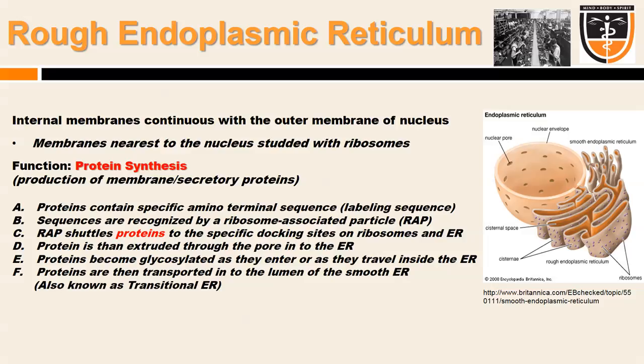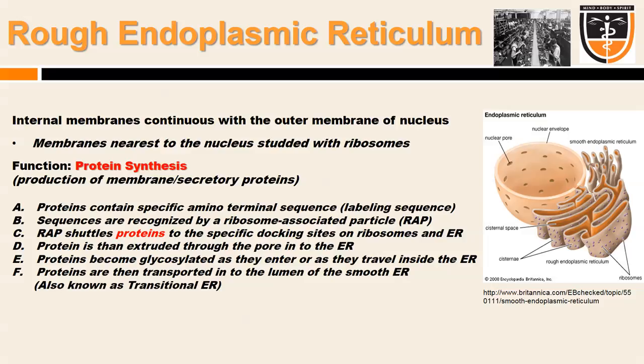The sequences of these proteins that are produced on those ribosomes are recognized by the signal recognition particle. This particle will shuffle proteins to specific docking sites on the ribosomes and endoplasmic reticulum. Now, this protein that has been attached to the particle and ribosome and endoplasmic reticulum will be pushed into the rough endoplasmic reticulum. These proteins will be inside the rough endoplasmic reticulum after they've been produced, and they will become glycosylated. A carbohydrate will be added, and they will travel inside the endoplasmic reticulum all the way to the area known as smooth endoplasmic reticulum, where they're going to be utilized.